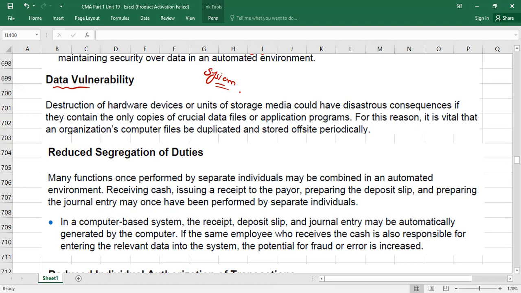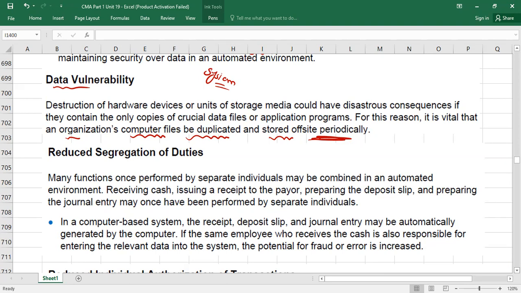So it is best not to store your data in only one place. It is vital for organizations that all computer files are duplicated and stored offsite periodically. For example, if you have an office in the UAE, you can create another data backup place, maybe in another country, and store your data there also. In case this data is destroyed or is not accessible, you will at least have a copy of the data so you can continue with your work. This is another risk.